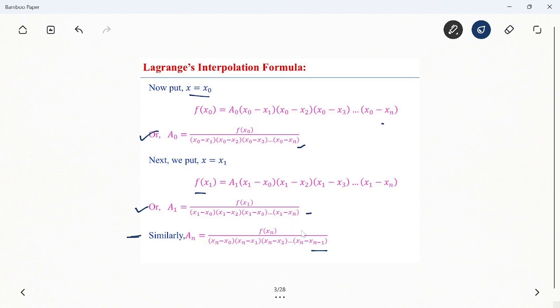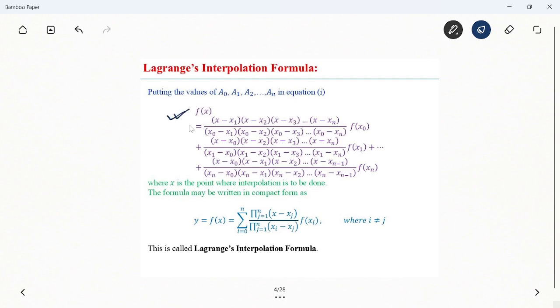Now after finding these constants, we put these values in our assumed polynomial. Then what do we get after putting these values? This is our polynomial. f(x) is (x minus x1)(x minus x2)(x minus x3)...(x minus xn) divided by (x0 minus x1)(x0 minus x2)(x0 minus x3)...(x0 minus xn), times f of x0, plus (x minus x0)(x minus x2)(x minus x3) up to (x minus xn) divided by (x1 minus x0)(x1 minus x2)(x1 minus x3)...(x1 minus xn), into f of x1, up to (x minus x0)(x minus x1)(x minus x2)...(x minus x(n-1)) divided by (xn minus x0)(xn minus x1)(xn minus x2)...(xn minus x(n-1)), f of xn, where x is the point where interpolation is to be done.